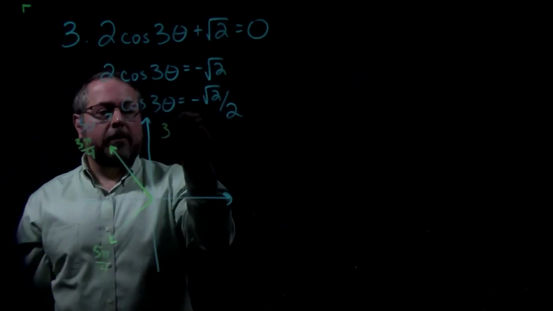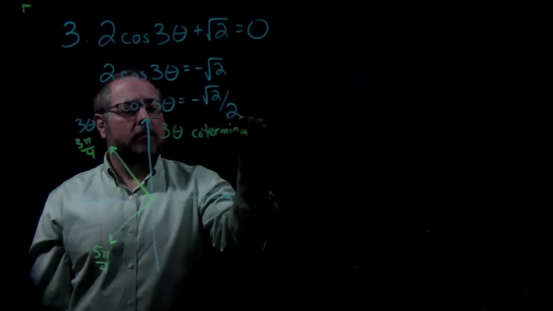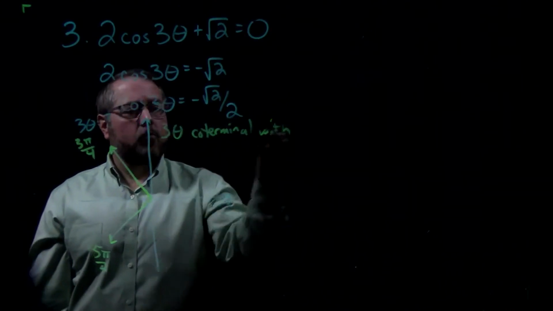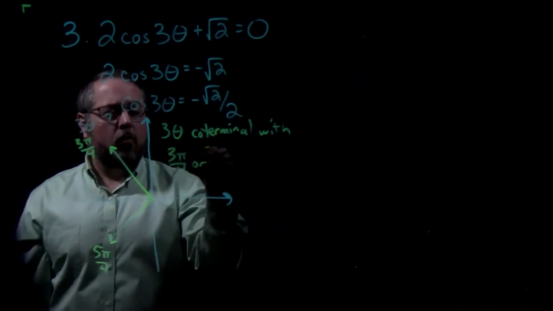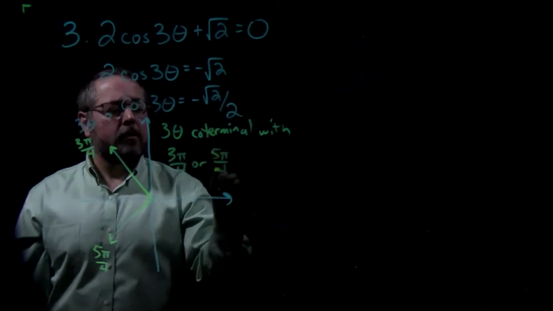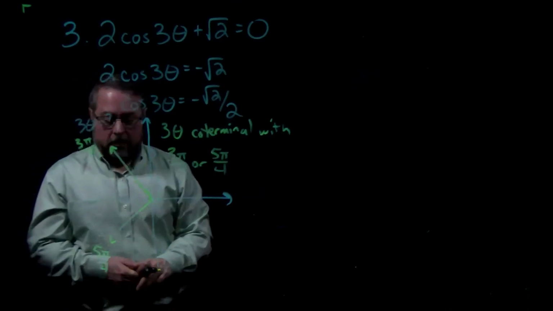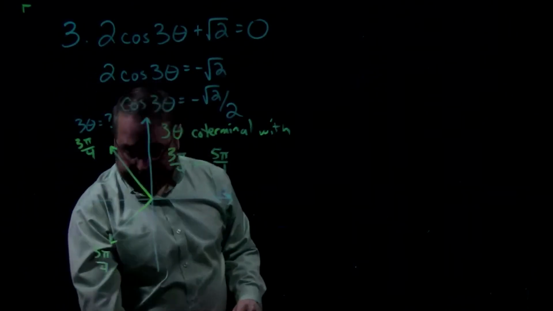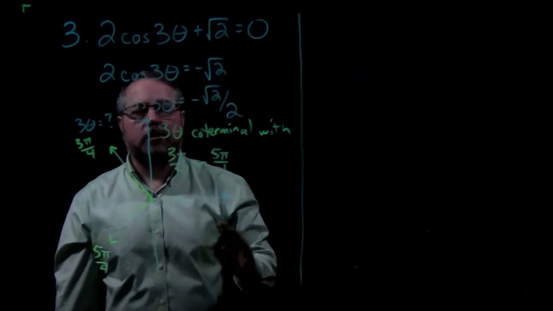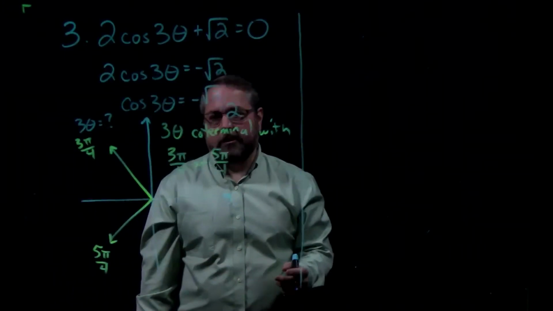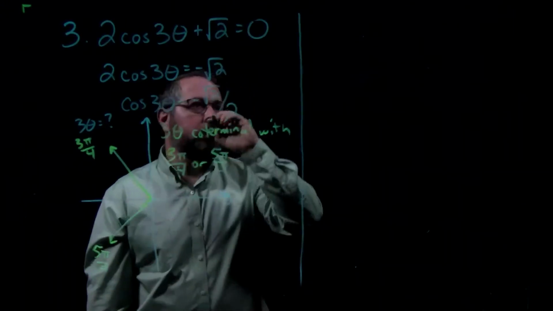Okay, so we get that 3 theta is coterminal with 3 pi over 4 or 5 pi over 4. Okay, so for this sort of problem, it actually makes sense to get the general solution first, I think, then find specific solutions if we need them. I find that this is generally an easier way to go about things.